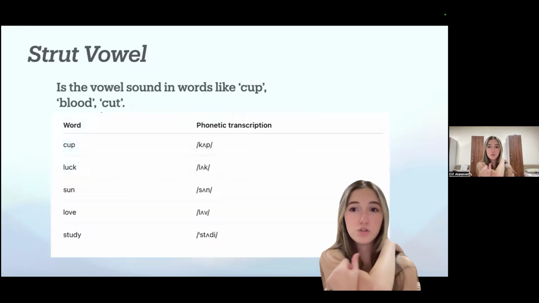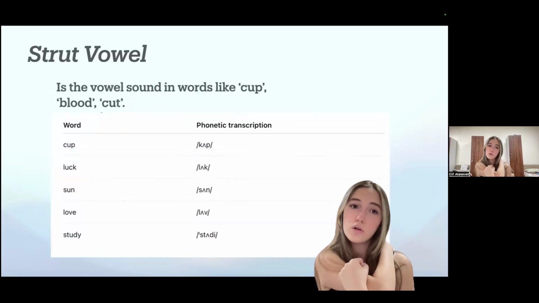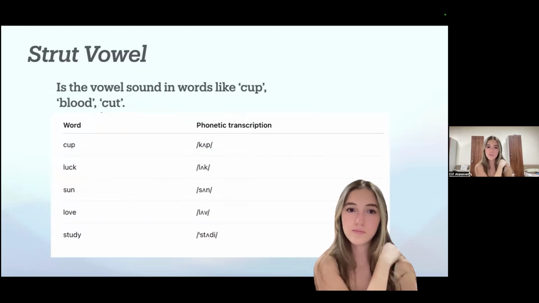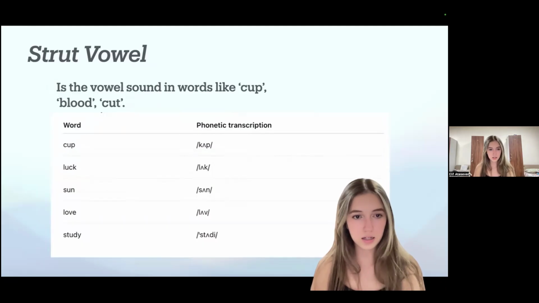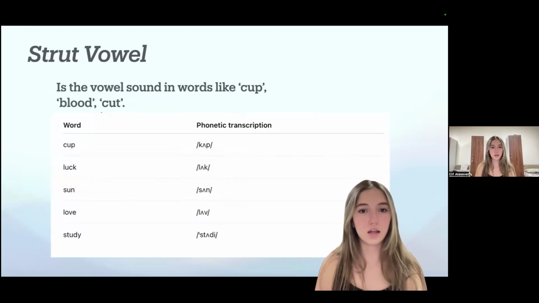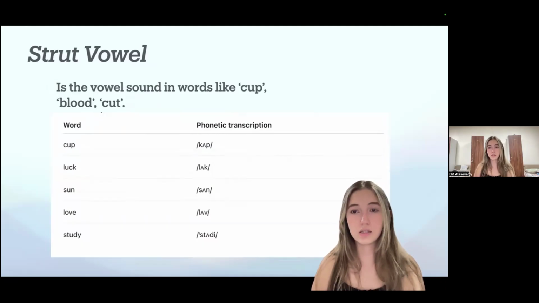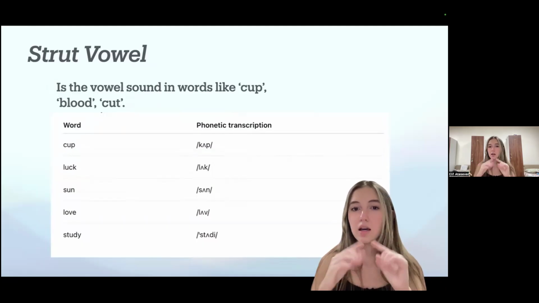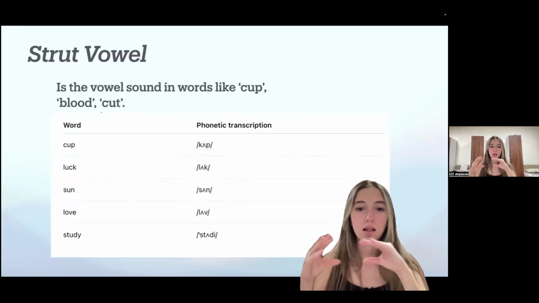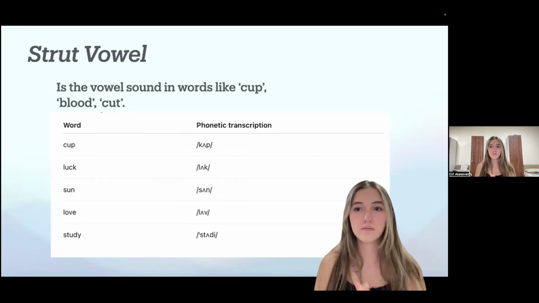And we have the strut vowel. The strut vowel is the vowel sound in words like cup, blood, and cut. As you can tell, these are the words and these are the phonetic transcriptions for them. I'm just gonna read them. Cup, luck, sun, love, and study. As you can tell, it looks like an upside-down V. Cup, luck, sun, love, and study.